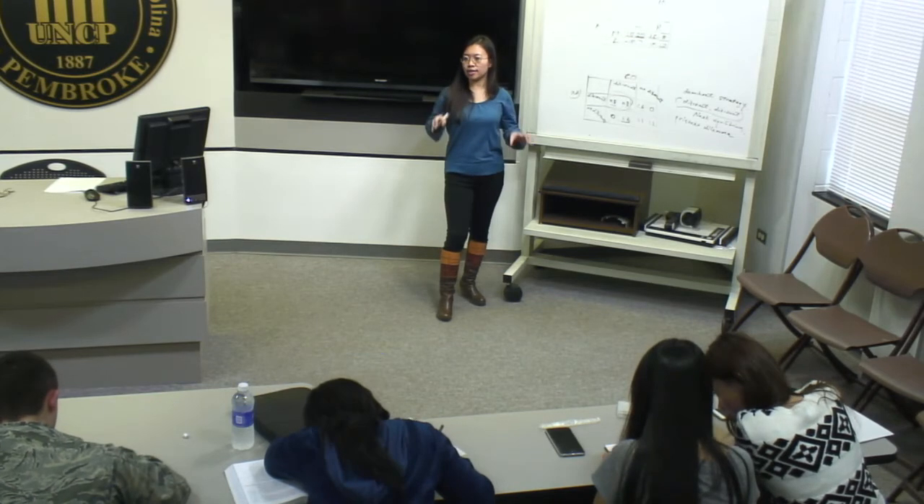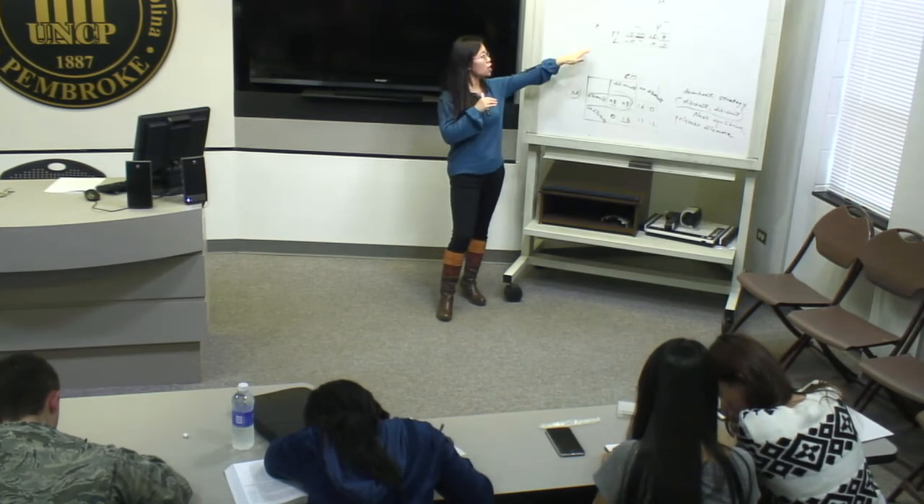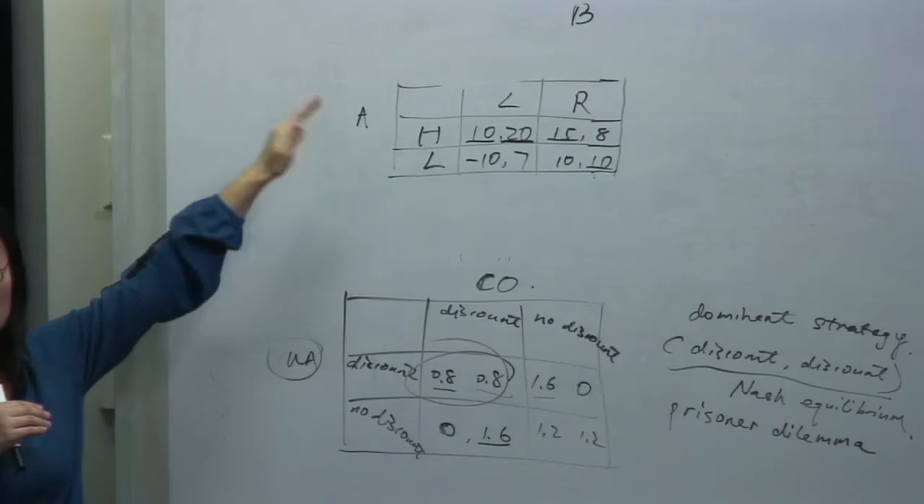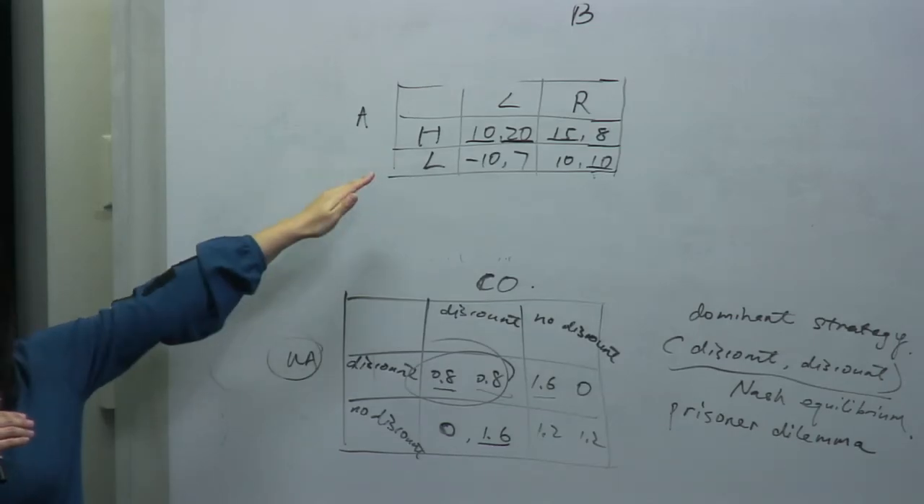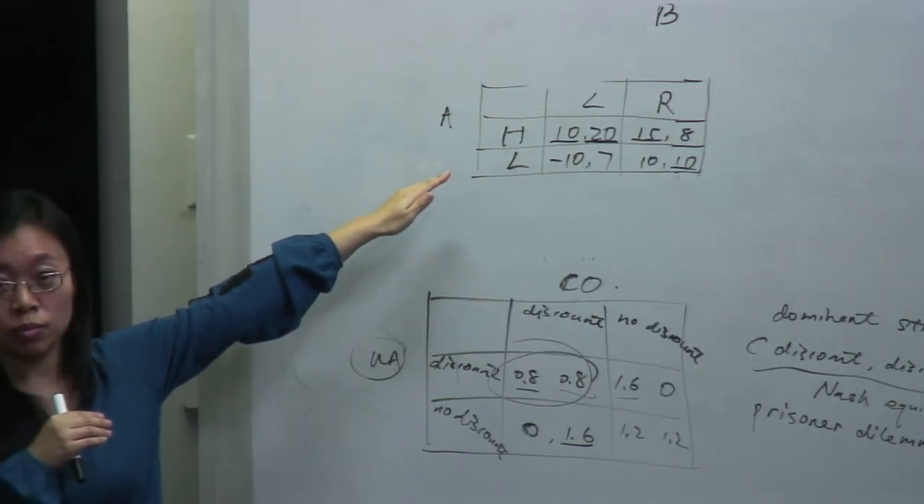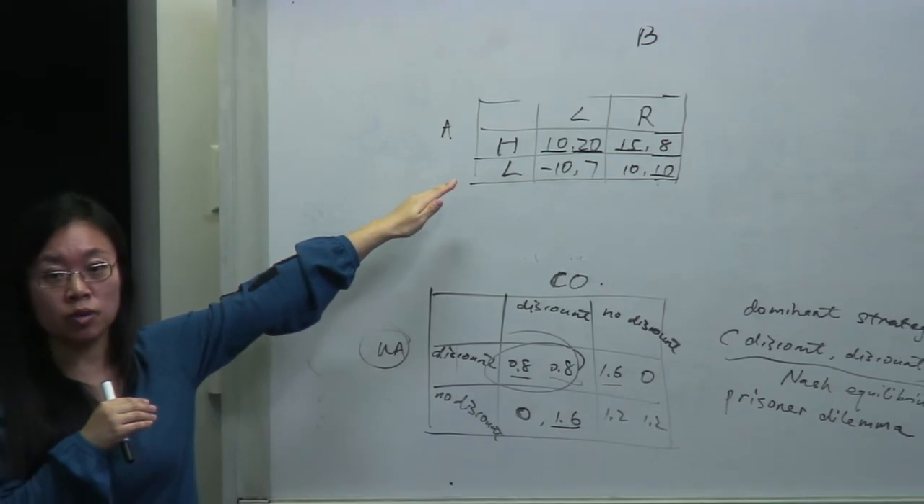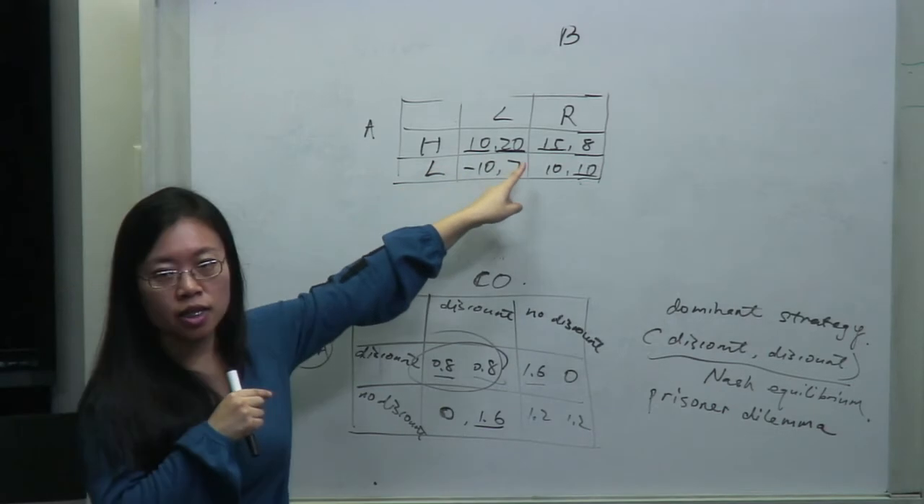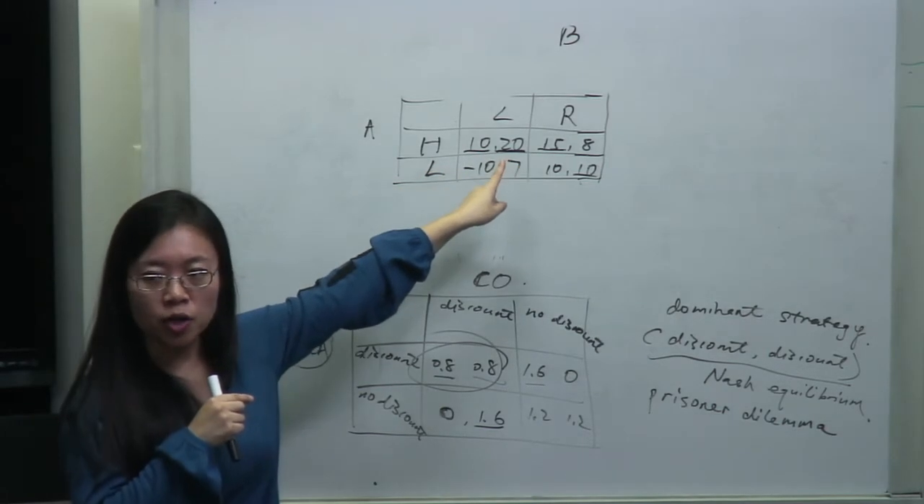Okay, so do you guys get the gist of it? Alright, so A has a dominant strategy, but B does not. Do we have a Nash equilibrium? Yes, we do. It's 10 and 20. Both numbers are marked underneath, so this is our Nash equilibrium.